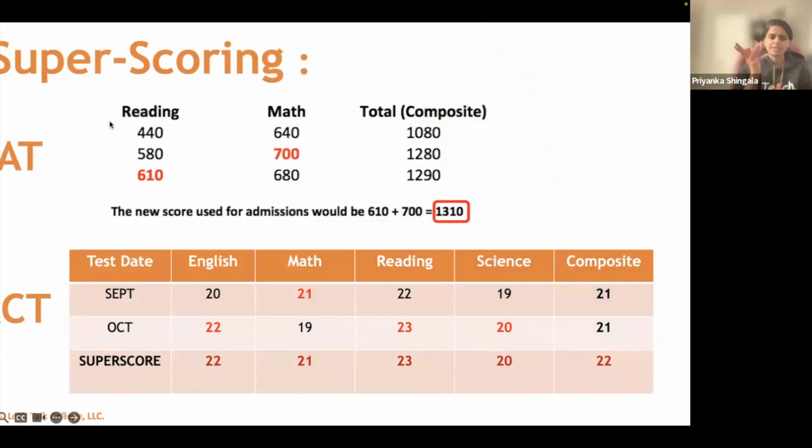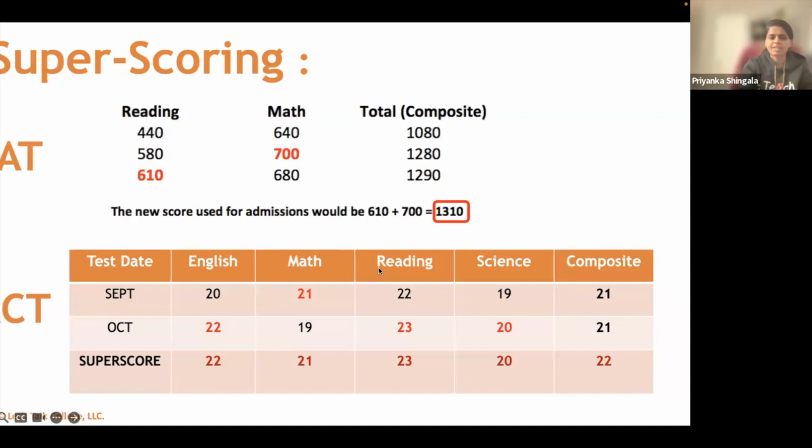But with the SAT, let's say you've taken this test 3 times and a student has the highest score in reading on exam 3 and the highest score in math on exam 2. What a university that claims to superscore will do is simply take the 2 highest, whichever exams they came from, and add them for your new score considered for admission.